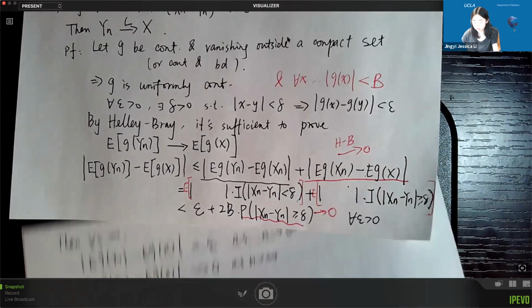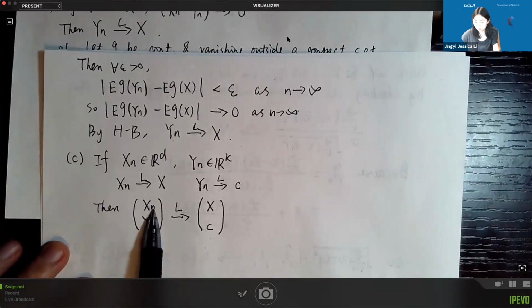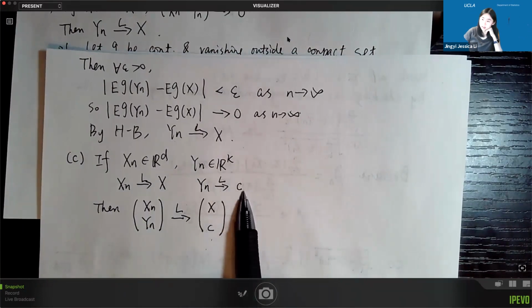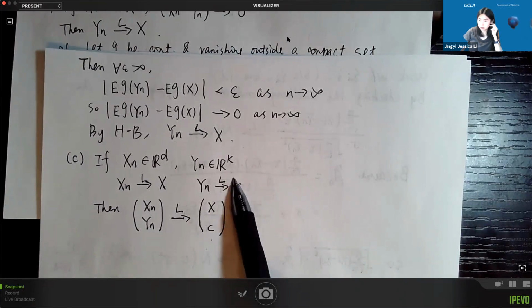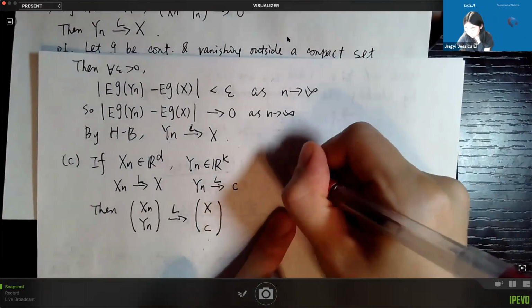So in other words, we still have Xn marginally converge to X, Yn marginally converge to c. But now we are stacking them to get a joint distribution. And that's very surprising. And the fact we can do it is because here it's a constant c. It's basically a point mass. Yn is convergent to a point mass in k-dimensional space. It's not a random vector. If it's a random vector, it will not work, okay? So this is a warning.